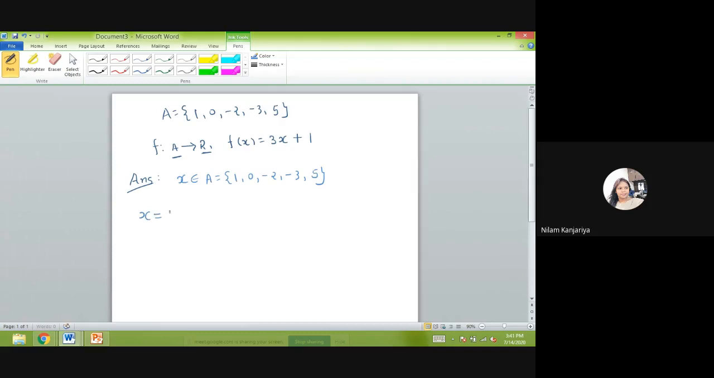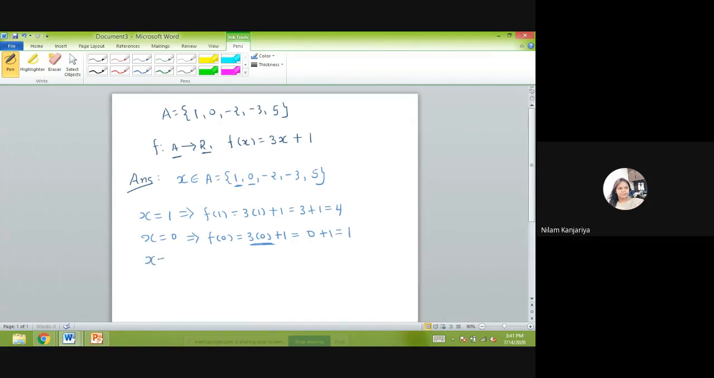First take x equal to 1, because 1 is a member of A. Putting in the function, f of 1 is 3 into 1 plus 1. 3 into 1 is 3, plus 1 is 4. The second value is 0, so x is equal to 0. Put in the function, f of 0 is 3 into 0 plus 1. Any number multiplied by 0 is 0, so 0 plus 1 is equal to 1.